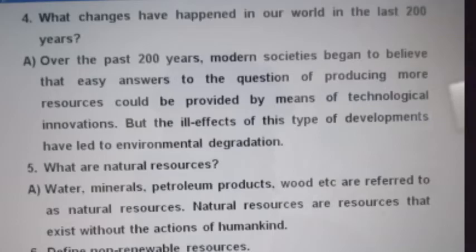Now the fourth question. What changes have happened in our world in the last 200 years? Answer: over the past 200 years, modern societies began to believe that easy answers to the question of producing more resources could be provided by means of technological innovations. But the ill effects of this type of development have led to environmental degradation.